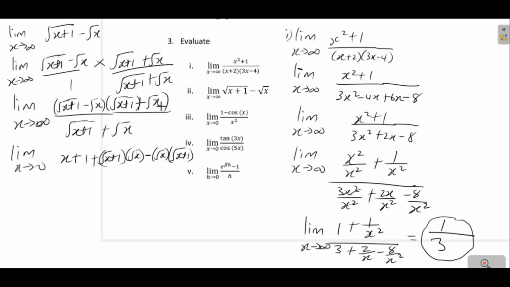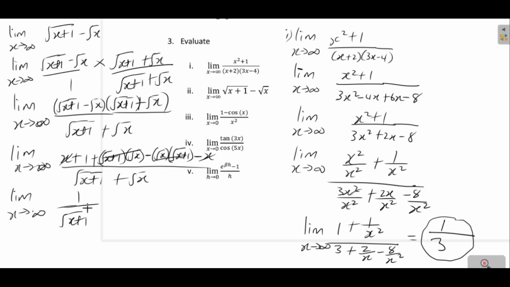Then minus root of x times root of x is definitely going to be minus x, all over the denominator, root of x plus 1 plus root of x. So clearly you can see that this expression cancels this expression. x also cancels negative x. And we are left with the limit as x approaches infinity of 1 over root of x plus 1 plus root of x.